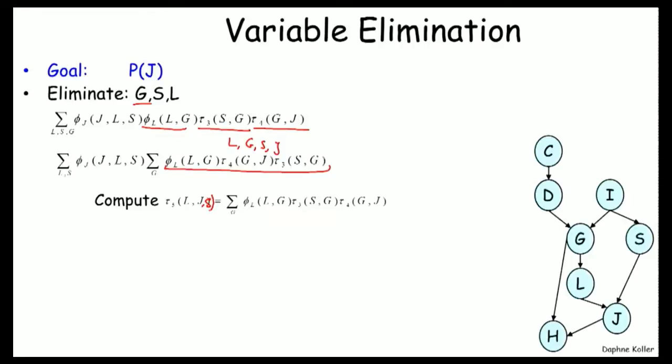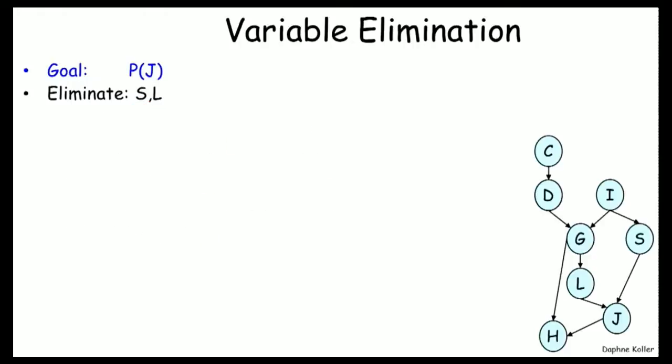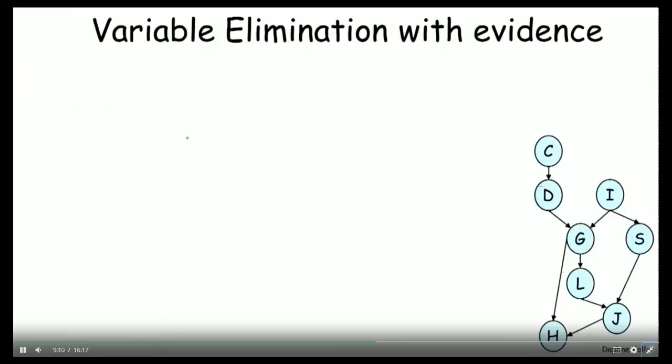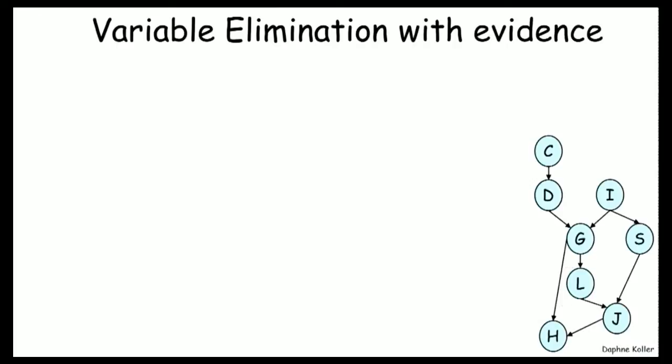And now we put that into this expression, and out comes a product of 2 factors. And really at this point, we may as well just multiply them and end up with a factor over J and move on. So that gives us variable elimination in its naive form.